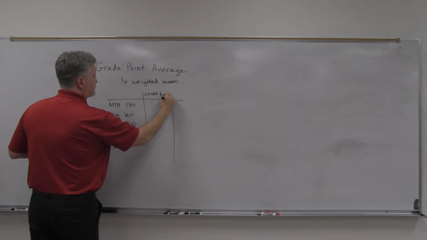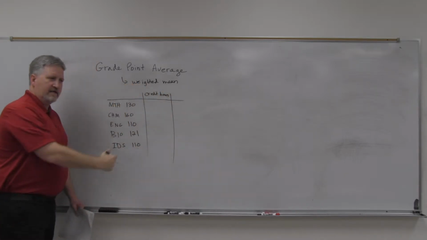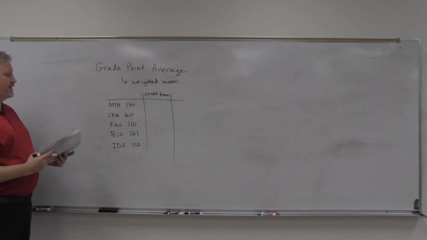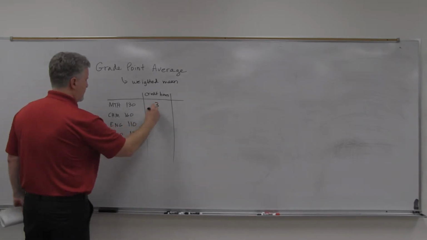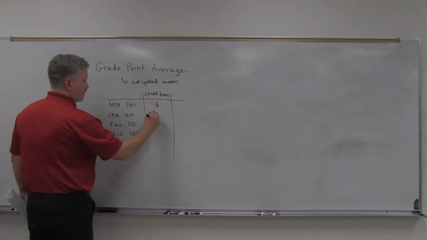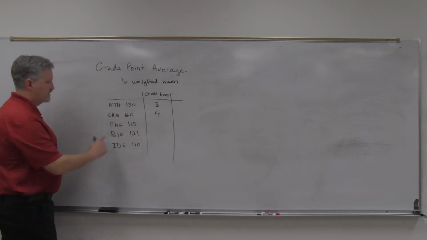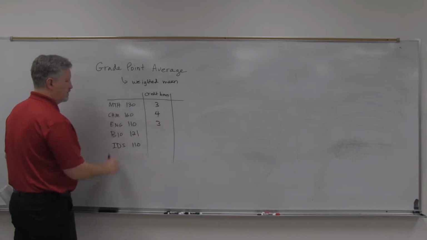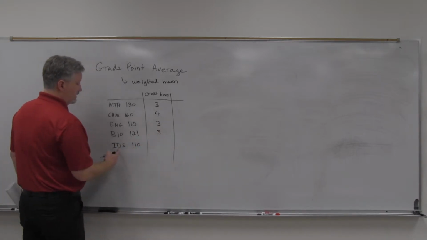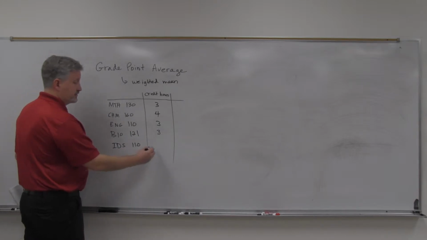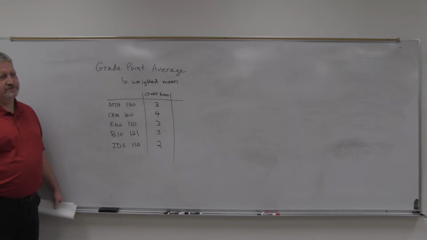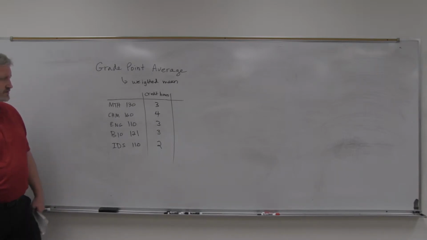Yeah, and so like we were saying, these are not equally weighted because some of them have different credit hours. Math 130 is 3 credit hours, but Chem 160, that's 4 credit hours. English 110 is also 3, Bio 121, I believe that's 3 also, but IDS 110 is only 2. So these are not weighted the same. So that's why it may be referred to as a weighted mean.